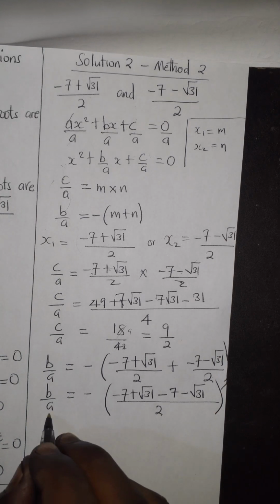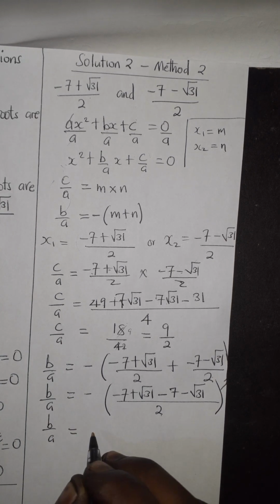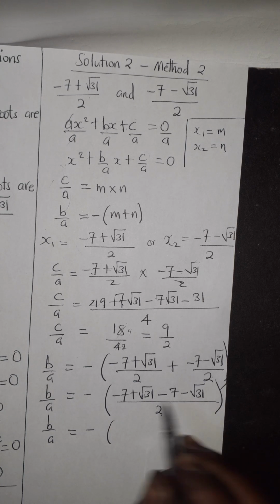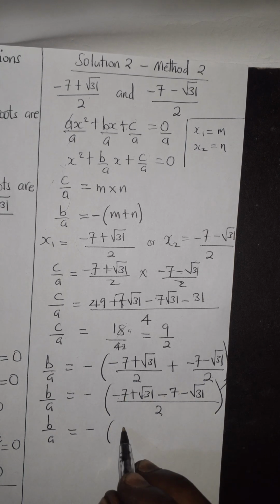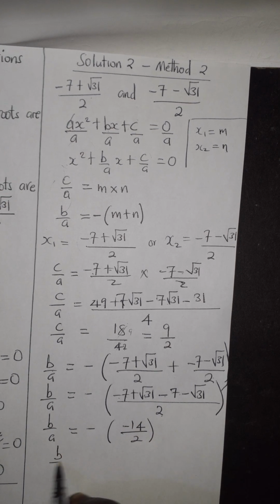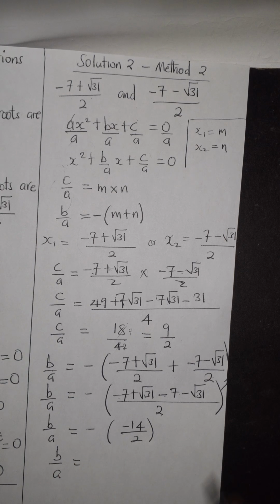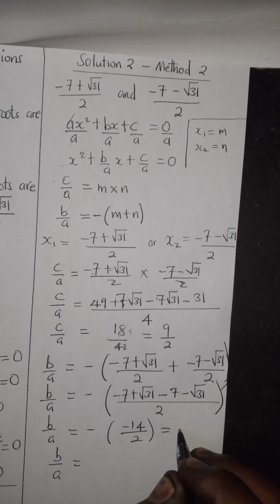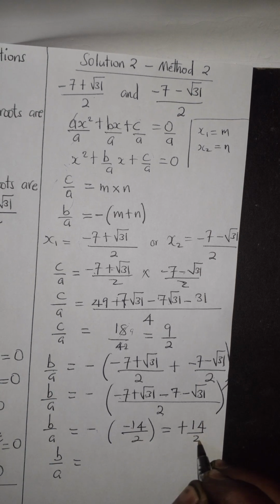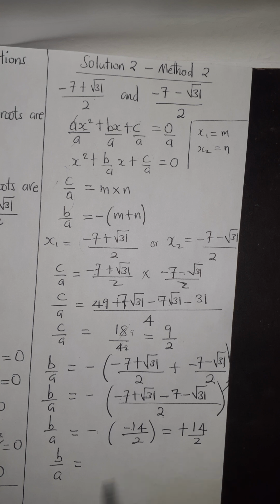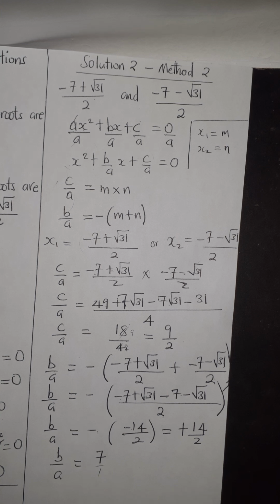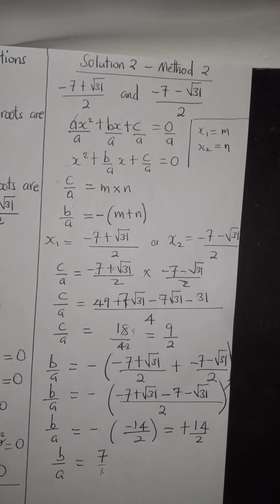Now this is in brackets, so b over a equals negative bracket. You can see that the root terms vanish, and negative 7 and negative 7 give negative 14 over 2. And b over a equals what? Negative times negative is positive 14 over 2. The simplification of this is 7, so it's like 7 over 1. So a is equal to 1 and b is equal to 7.